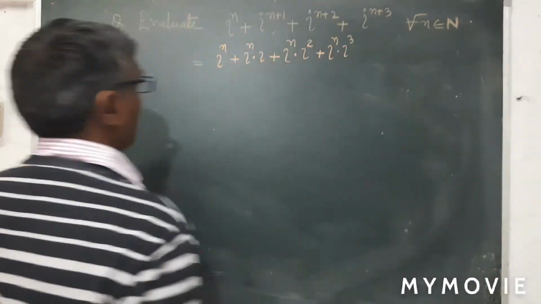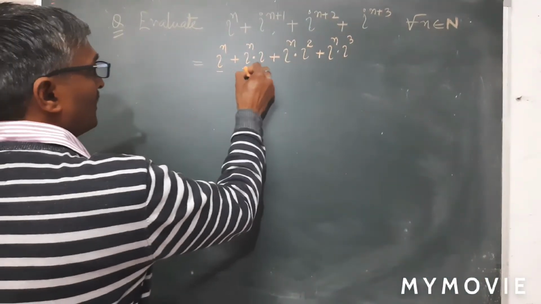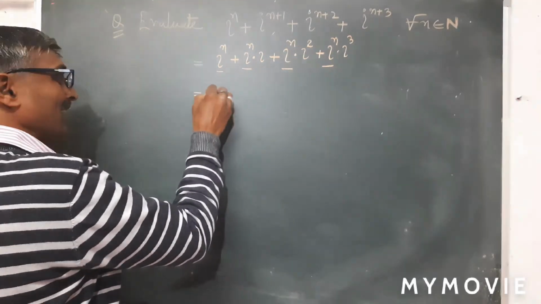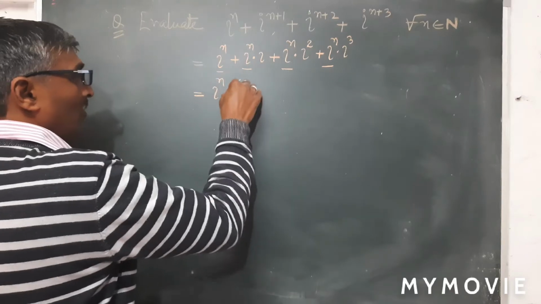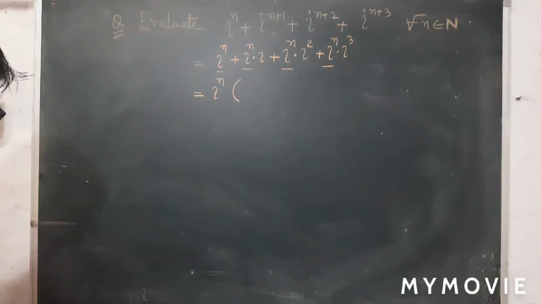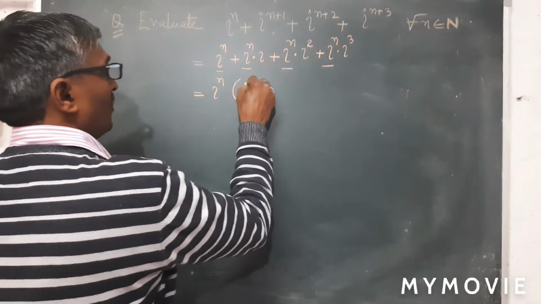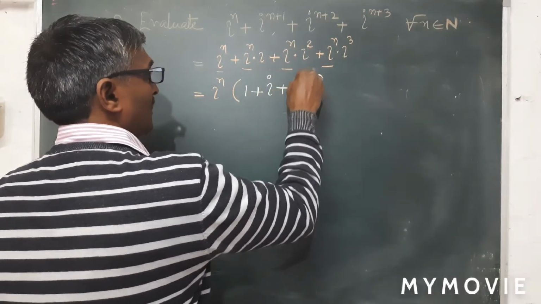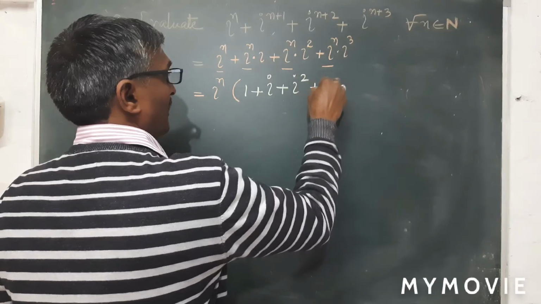This was the example. Now here you can see easily that iota to power n is the same. You can take it as common, iota to power n. What is left inside? Here 1, iota, iota square, iota cube.